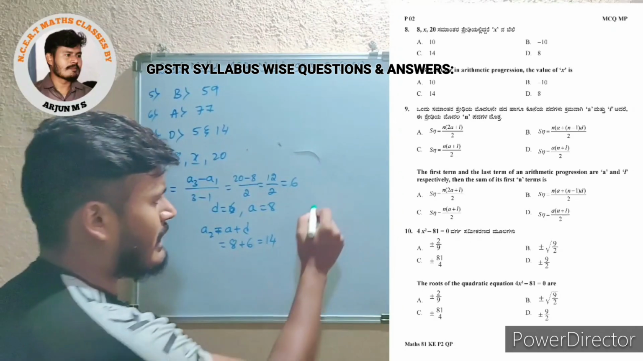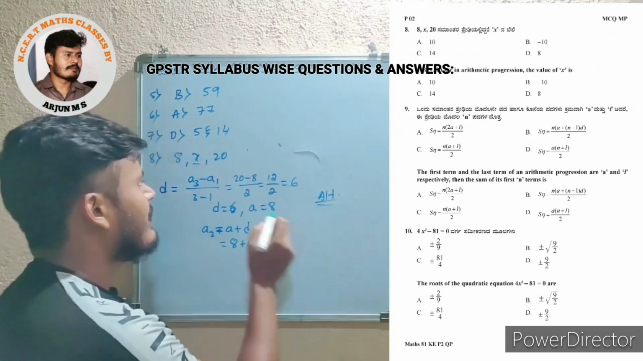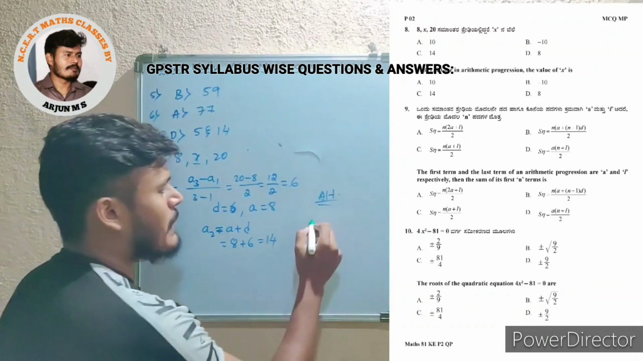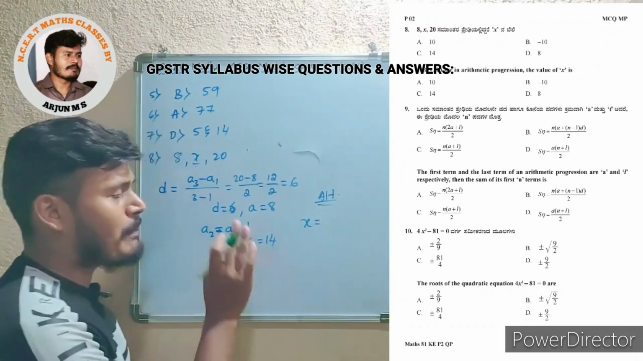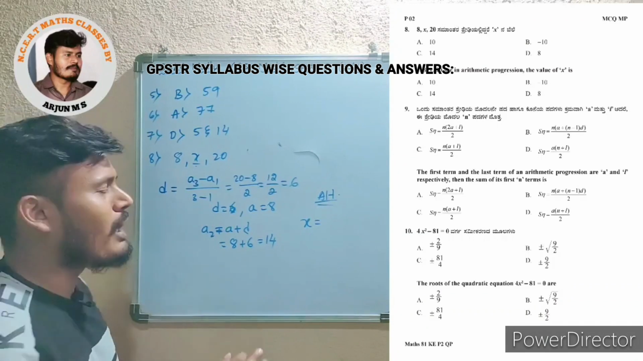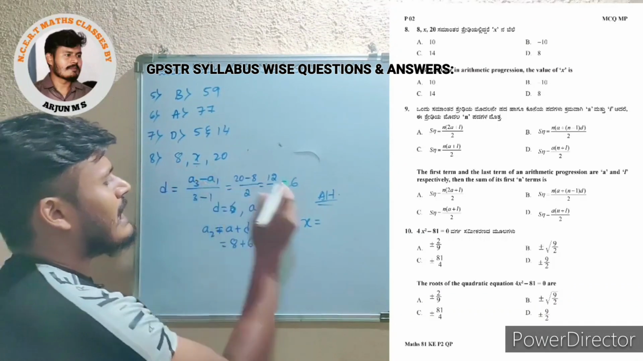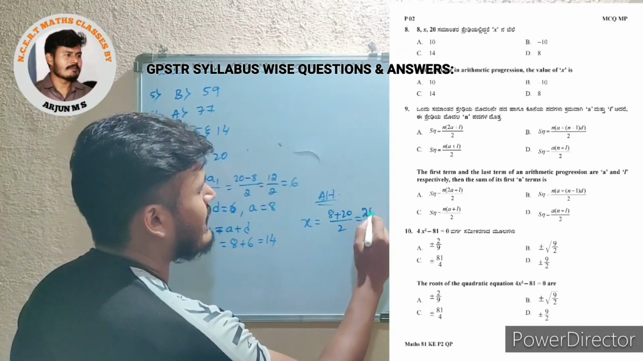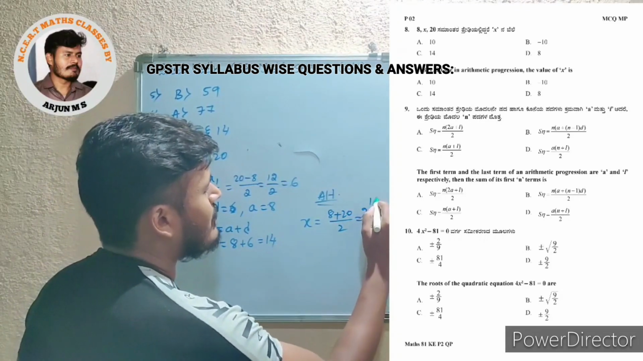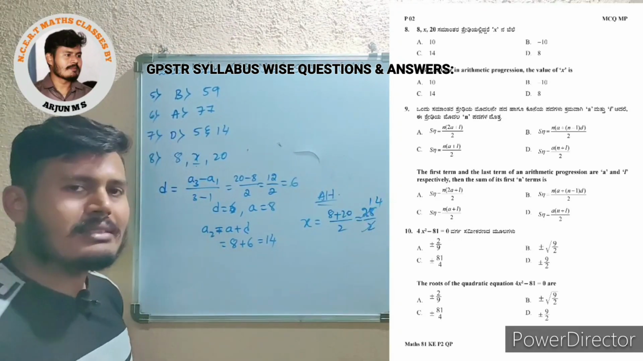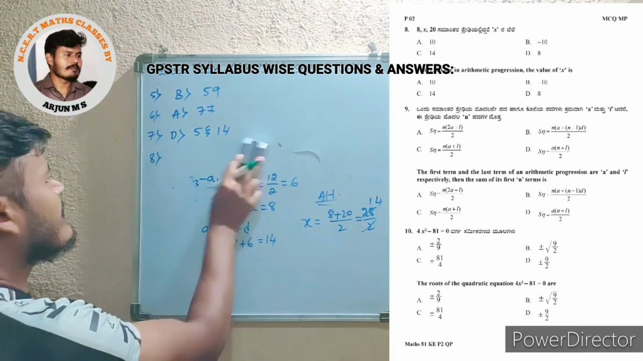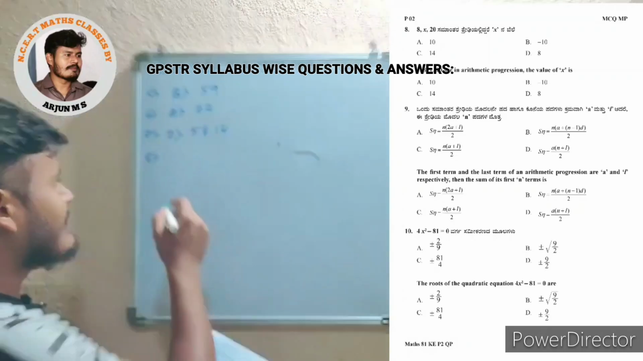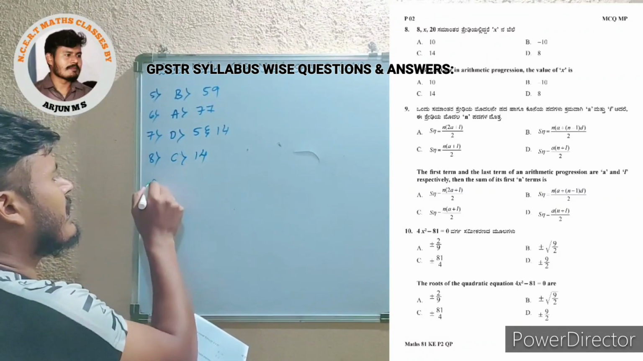Or the alternate method, the shortcut method, is that here x is the arithmetic mean of the first and last term. That's why we apply the AM formula: x = (8 + 20) / 2 = 28 / 2 = 14. So here both the answers are the same. That's why you just find the option here. Option C is correct. Option C is 14.